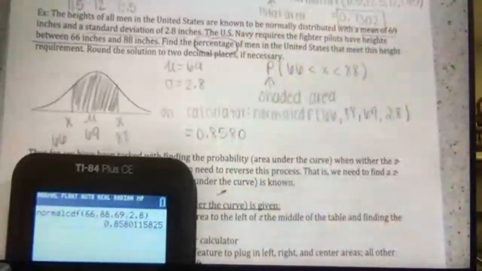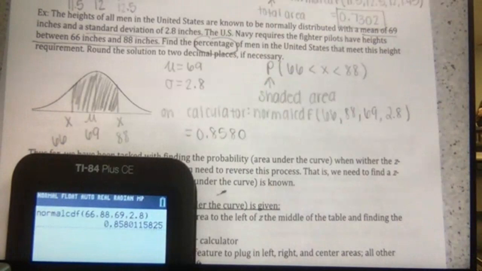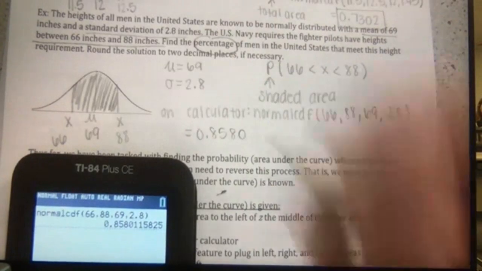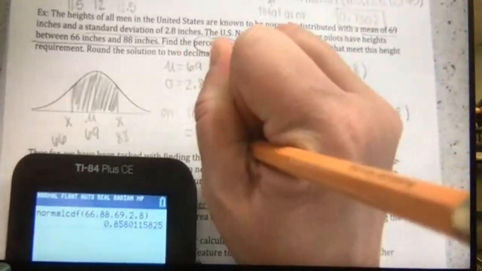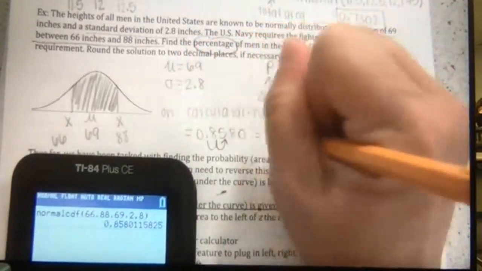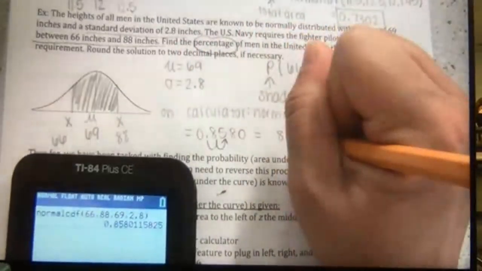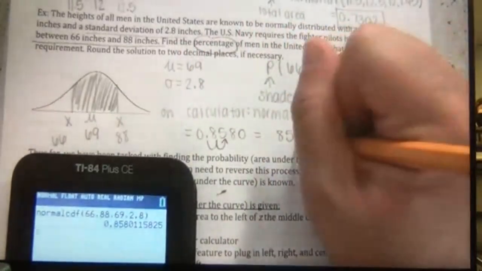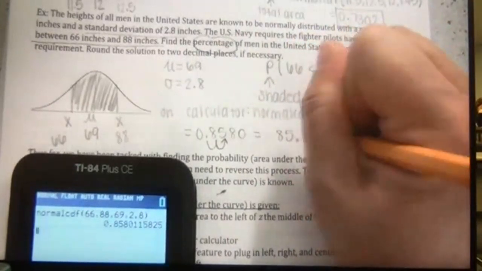0.85801, so 0.8580. But just remember, it didn't ask us for the decimal, it asked us for the percentage. So just one more step of moving our decimal 2 places to the right, and that would give us our answer in percentage form, rounding to 2 decimal places, which would give us 85.80%.